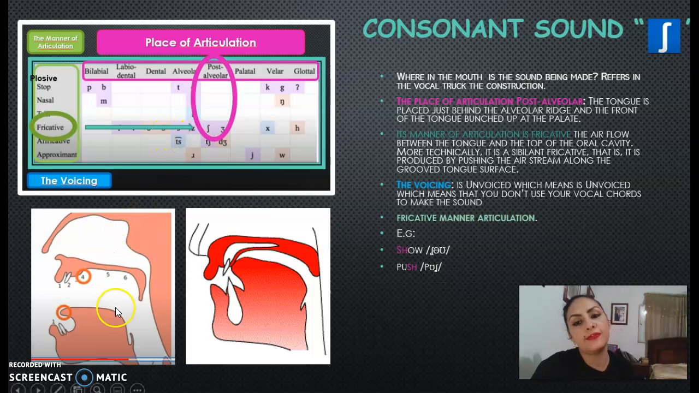Fricative. The air flows between the tongue and the top of the oral cavity. More technically, it is a sibilant fricative. This is produced by pushing the air stream along the grooved tongue surface. And the voicing is unvoiced, which means you don't use your vocal cords or folds to make the sound. For example, show, push.